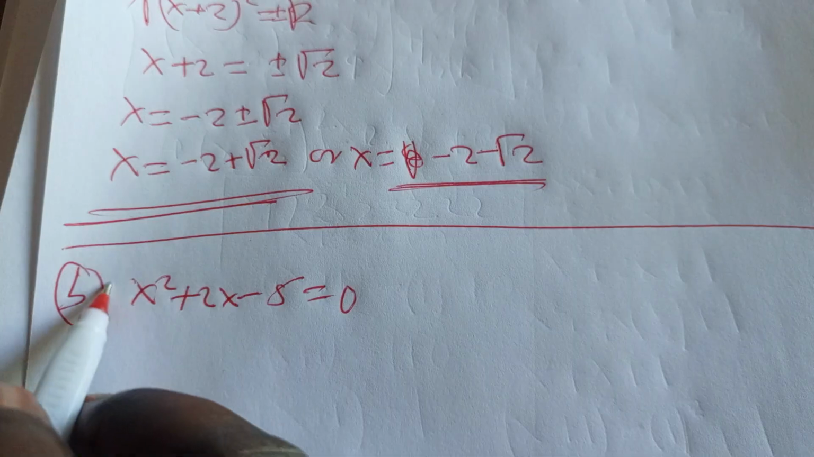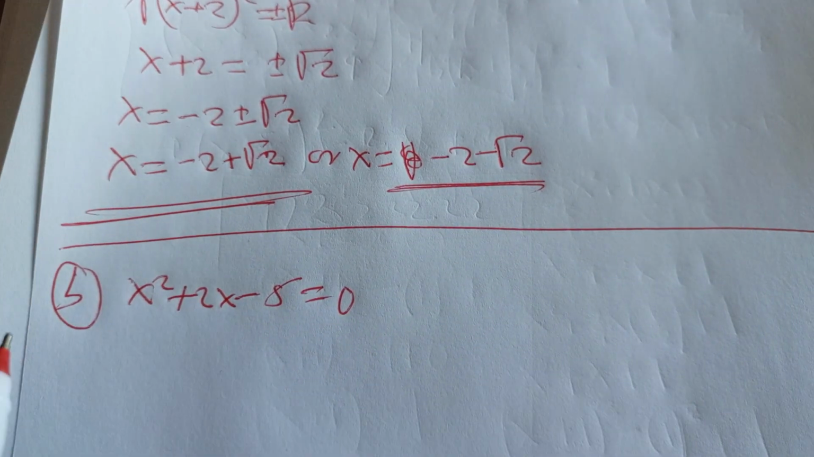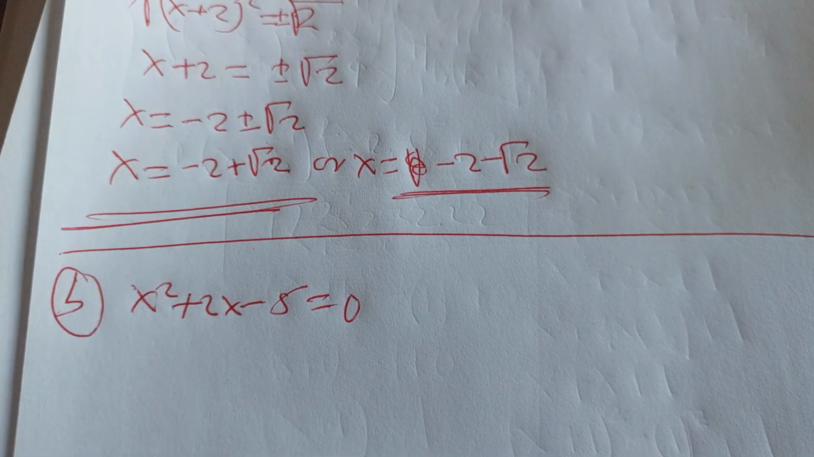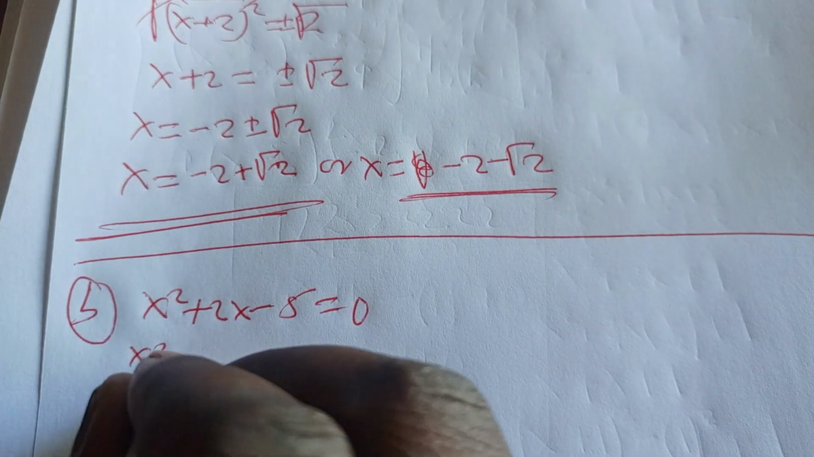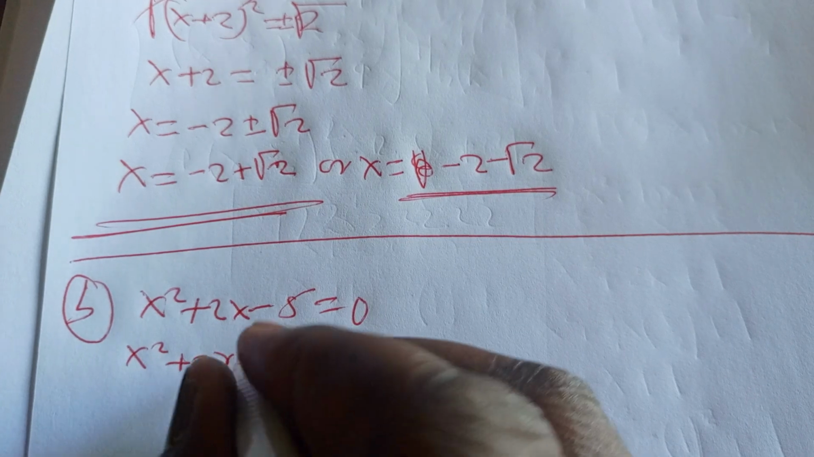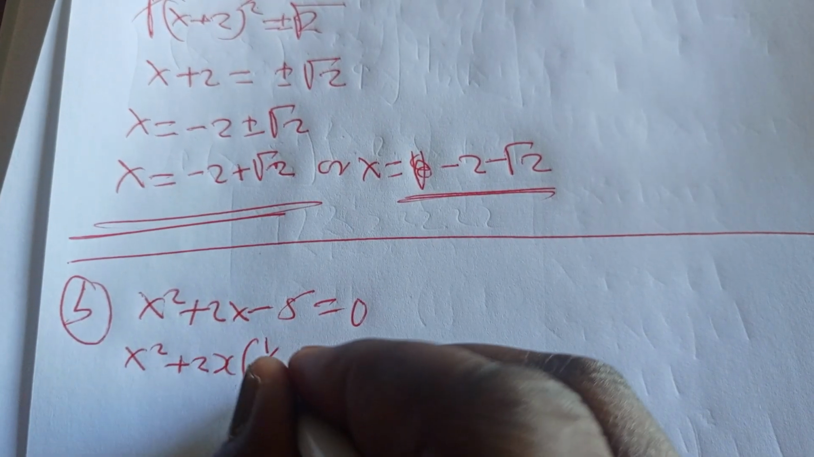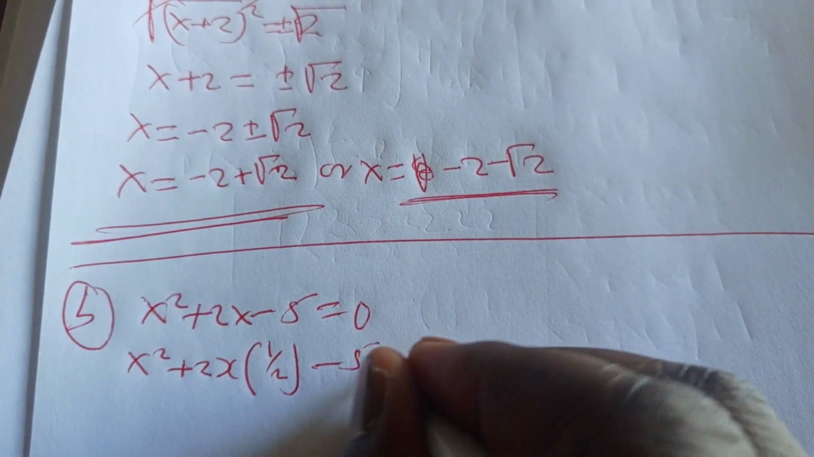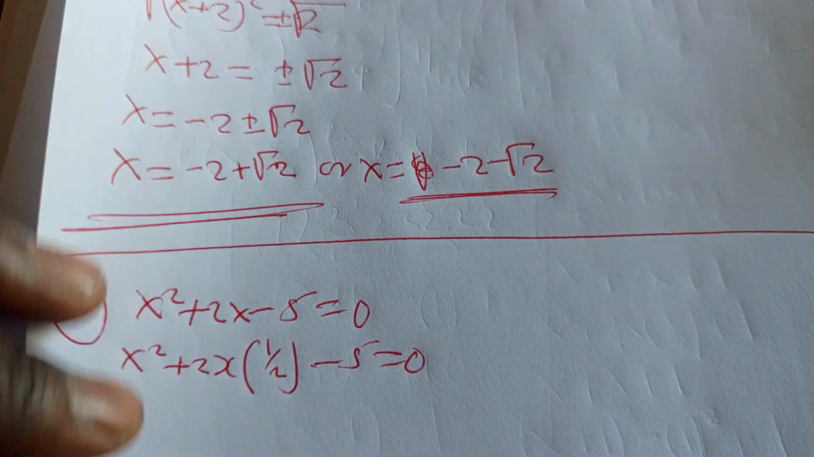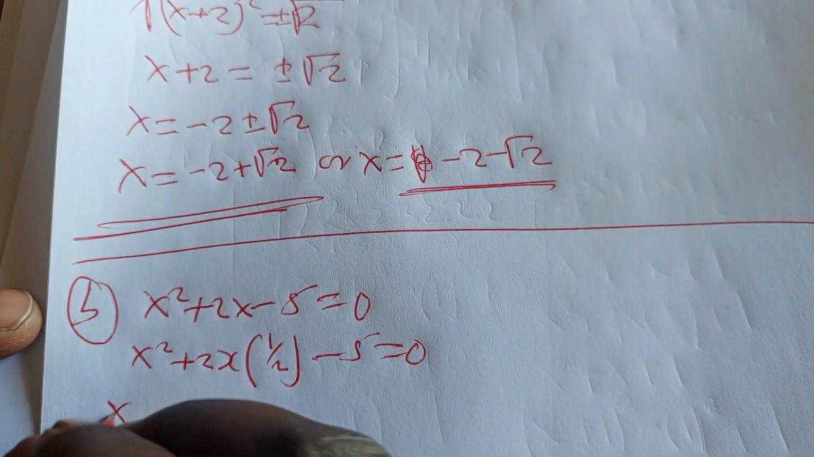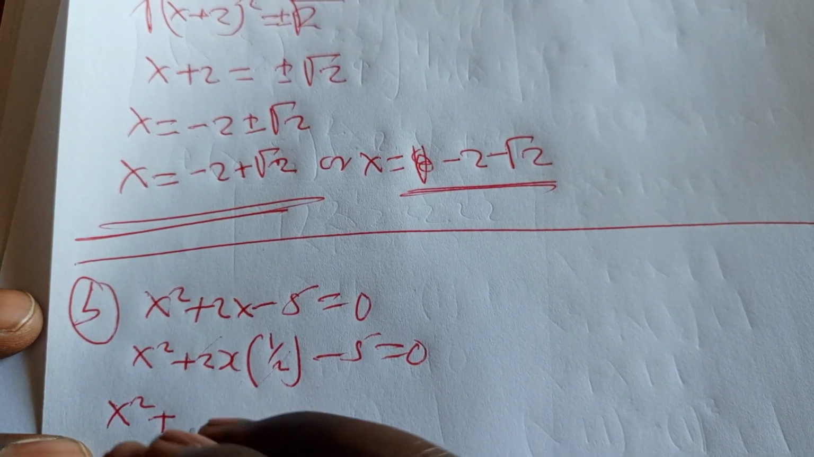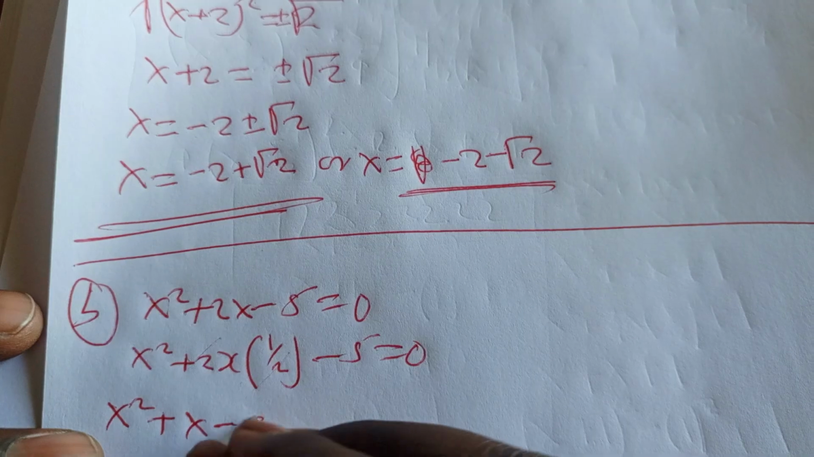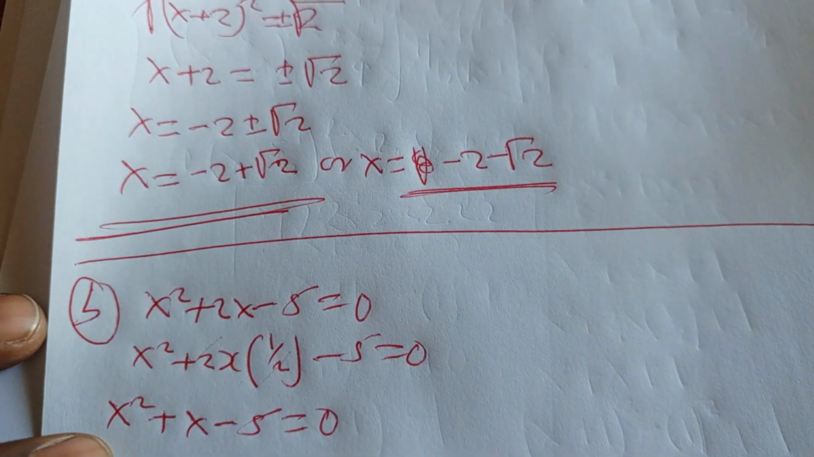So as you can see, x alone here, so I'll go straight to part B, where I'm supposed to multiply B by half. So I'll say x squared plus 2x multiplied by 1 over 2 minus 5 is equal to 0. So I'll say x squared plus, so this 2 and this 2 cancel, remain with 1x, which is x, minus 5 is equal to 0.